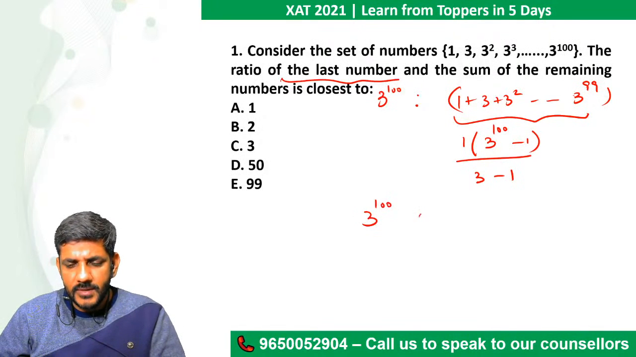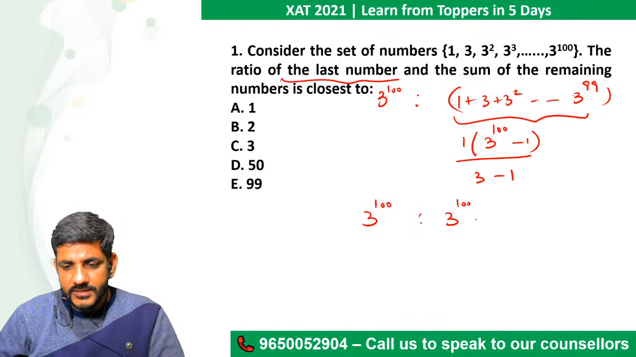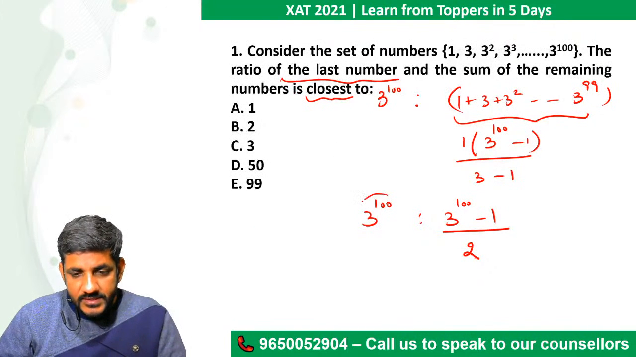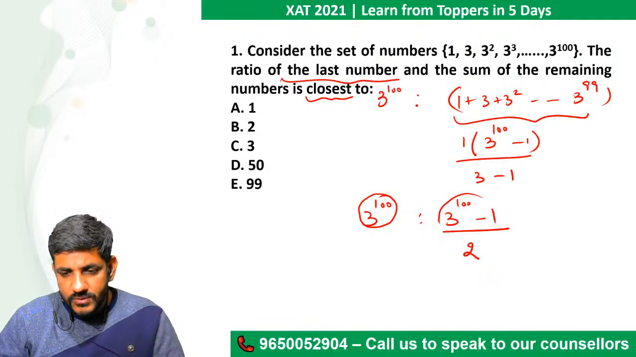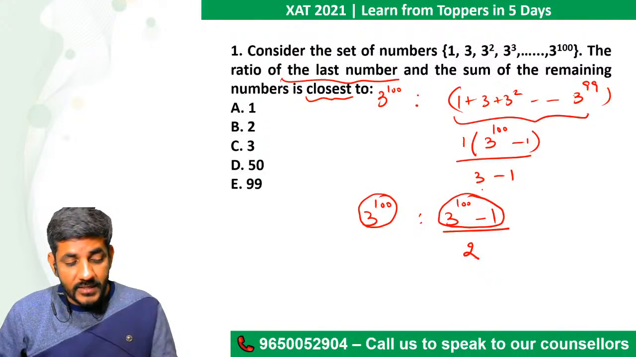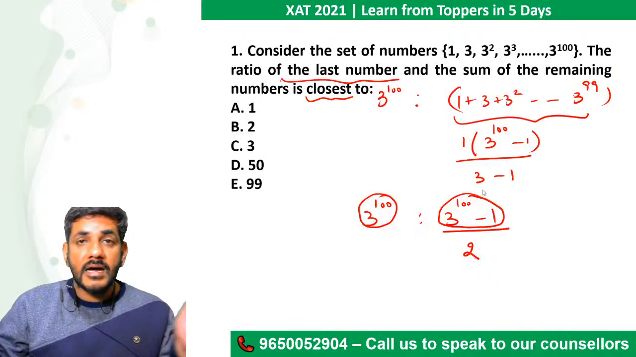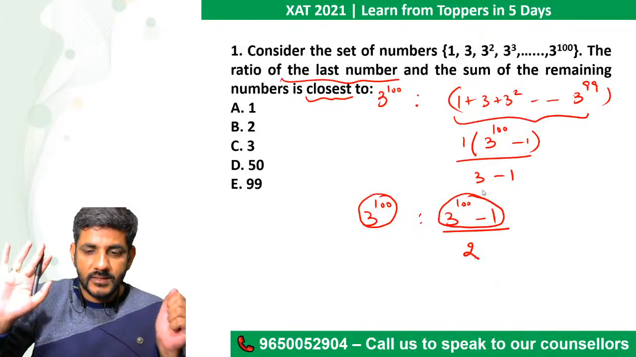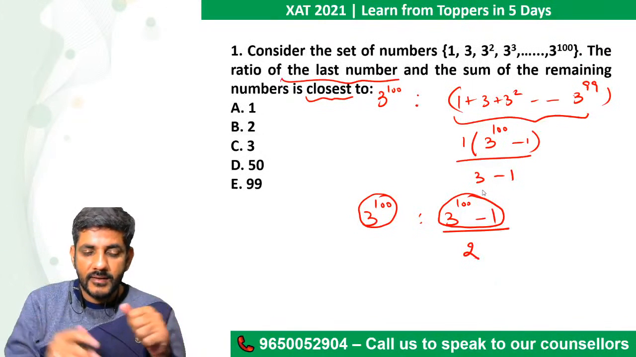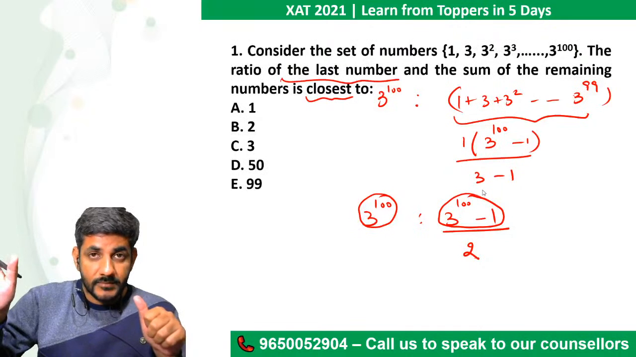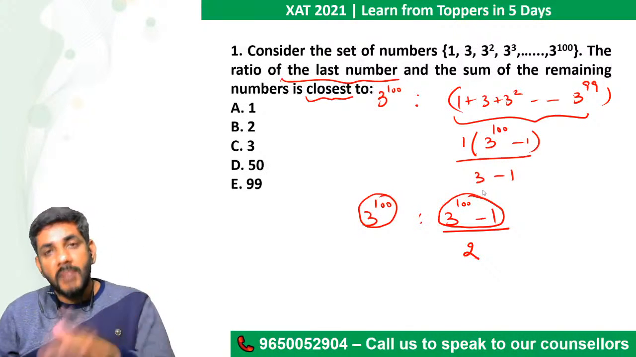So the sum is 3 raised to the power 100 minus 1 upon 2. And the question is saying closest to. Can I say 3 raised to the power 100 and 3 raised to the power 100 minus 1 are almost equal? 3 raised to the power 100 is a very large number. It's probably in billions of billions of billions. It might be even more than that, right? Trust me, 3 raised to the power 100 is a very large number. The next number is just minus 1.